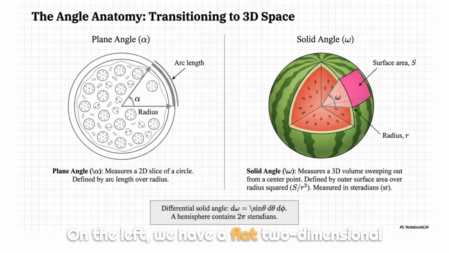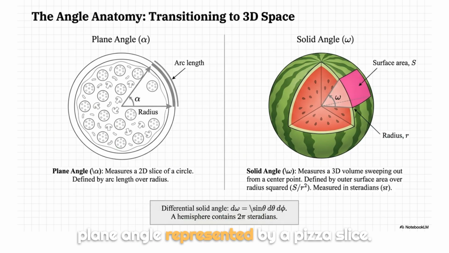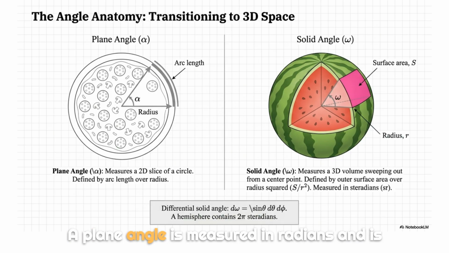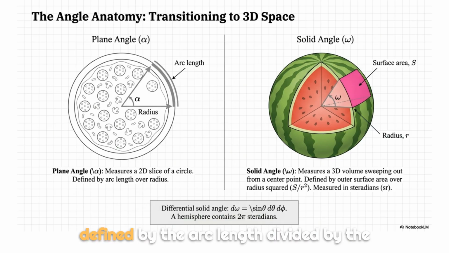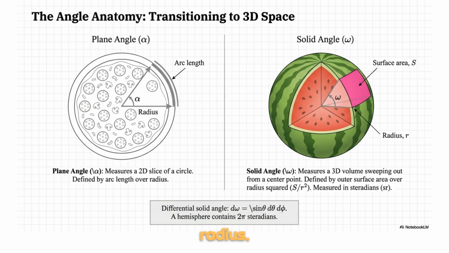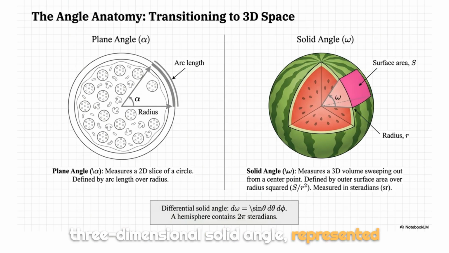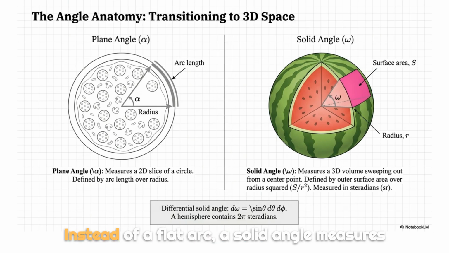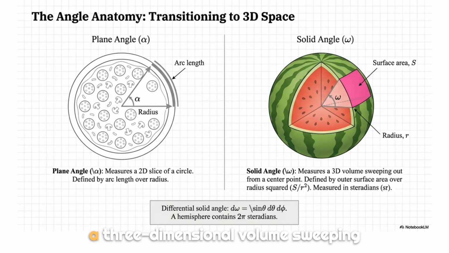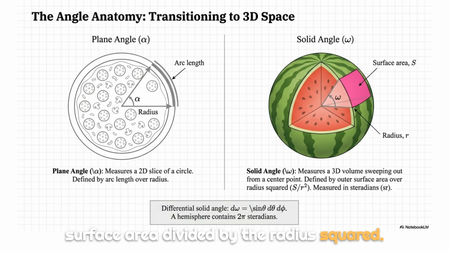On the left, we have a flat, two-dimensional plane angle, represented by a pizza slice. A plane angle is measured in radians and is defined by the arc length divided by the radius. It maps out a slice of a flat circle. On the right, we scale up to a three-dimensional solid angle, represented by a watermelon wedge. Instead of a flat arc, a solid angle measures a three-dimensional volume sweeping outward from a center point into a surface area on a sphere. It is measured in steradians. The solid angle is defined as the outer surface area divided by the radius squared.